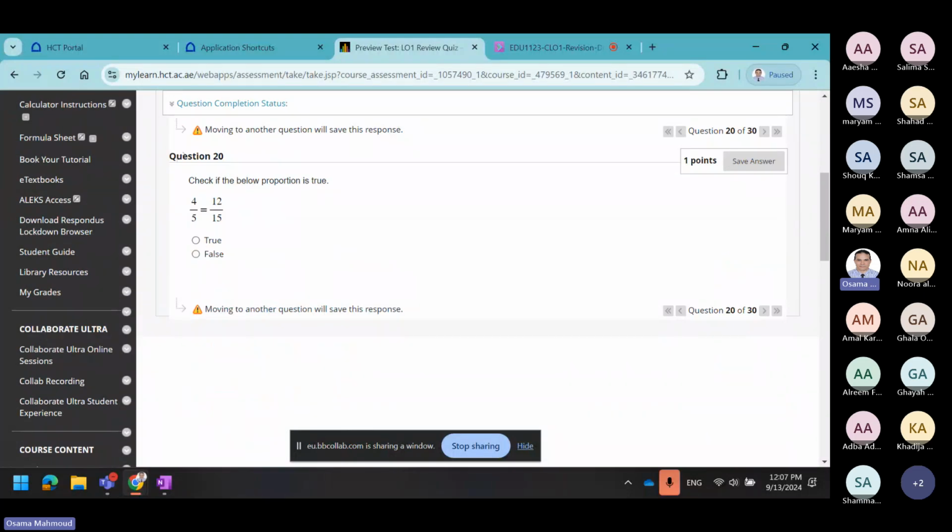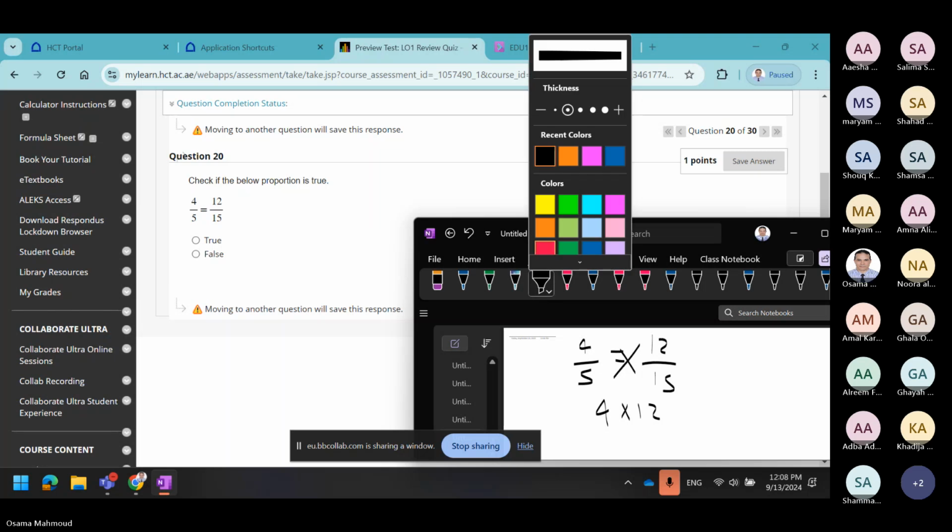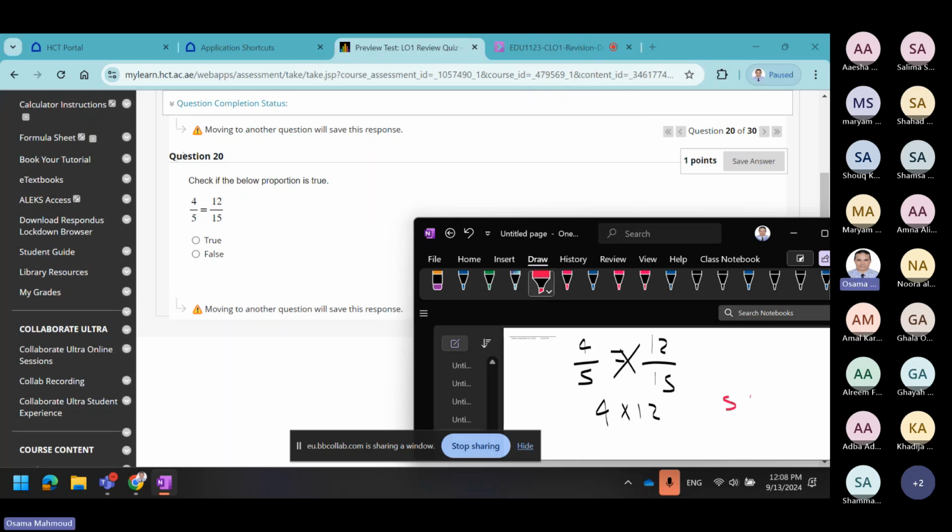In this case, how to check whether these are equal or not equal, right? You just make the cross product, you know. To check if 4 over 5 is equivalent to 12 over 15, you make the cross. If 4 times 12 equals 5 times 12, it will be equivalent. No, this is 48, but this is 60. So they are not equal. So this is false, right? Okay.